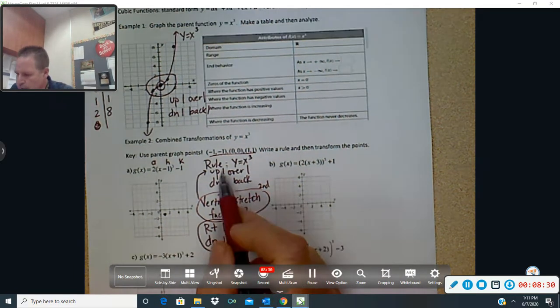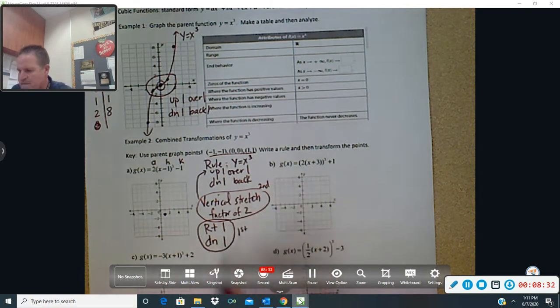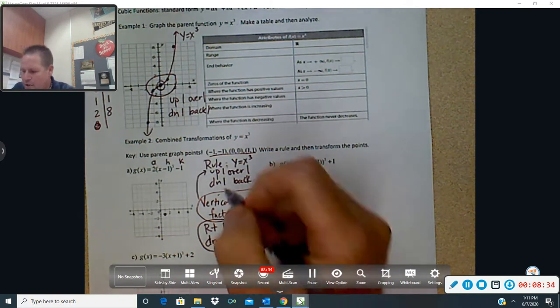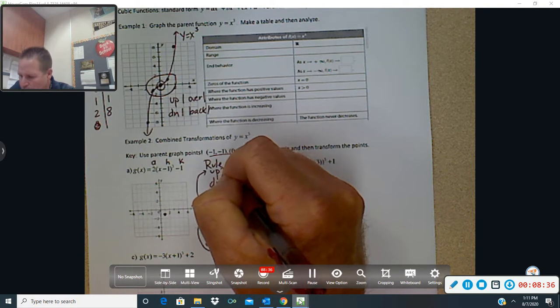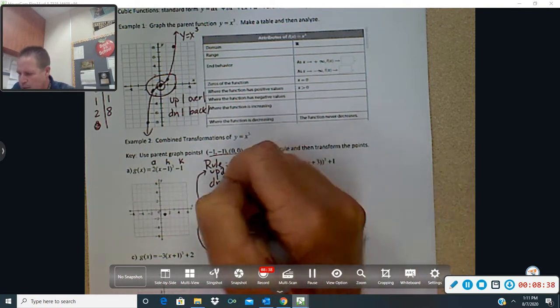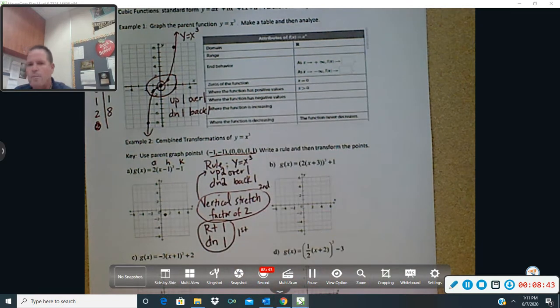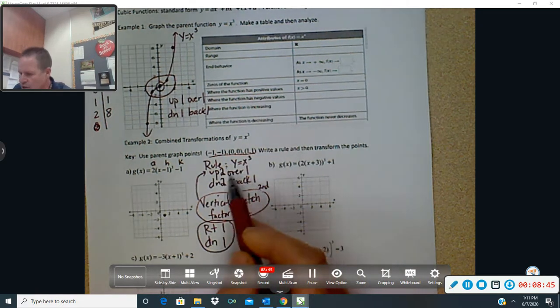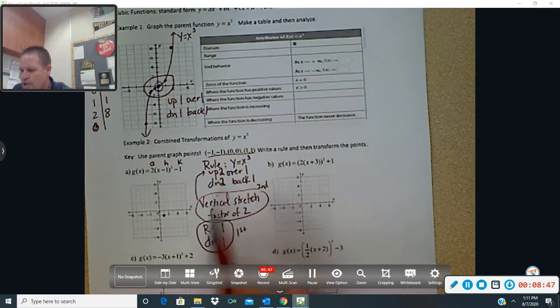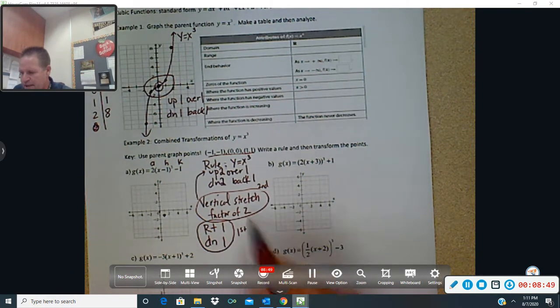So I'm going to change this up, down by a factor of 2, meaning multiply it by 2. So instead of going up 1, we're going to go up 2, but we're going to keep the over 1. We're going to go down 2, and then go back 1. So we're not changing the overs and backs, we're changing the ups and downs by a factor of 2.